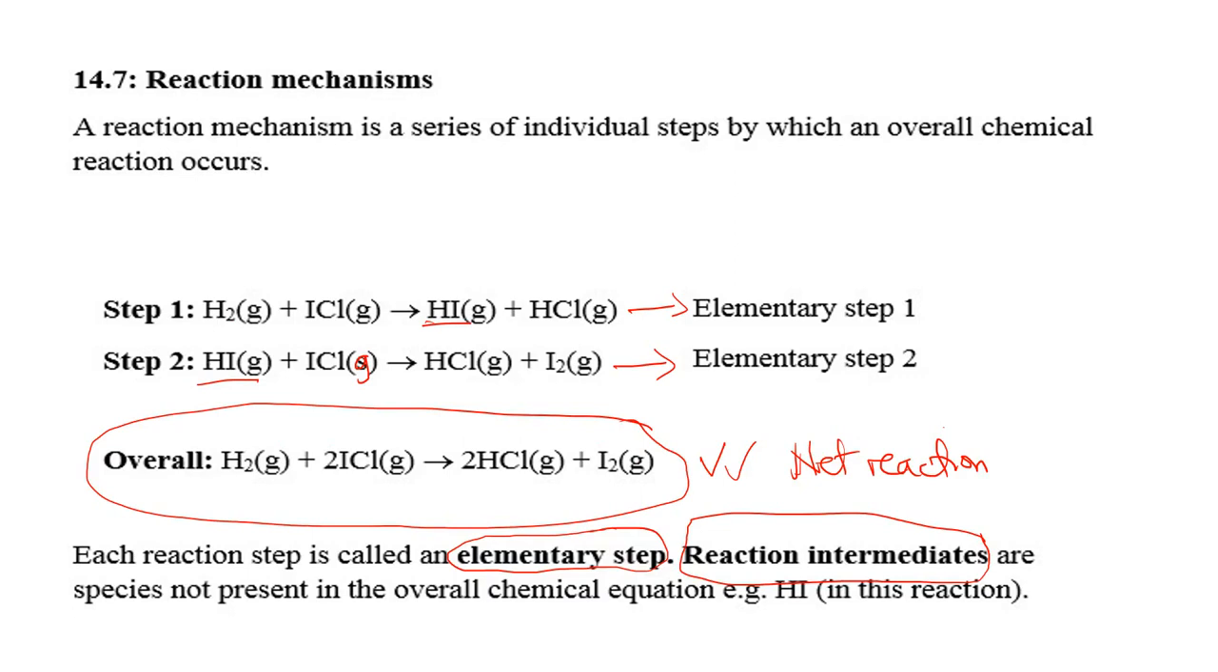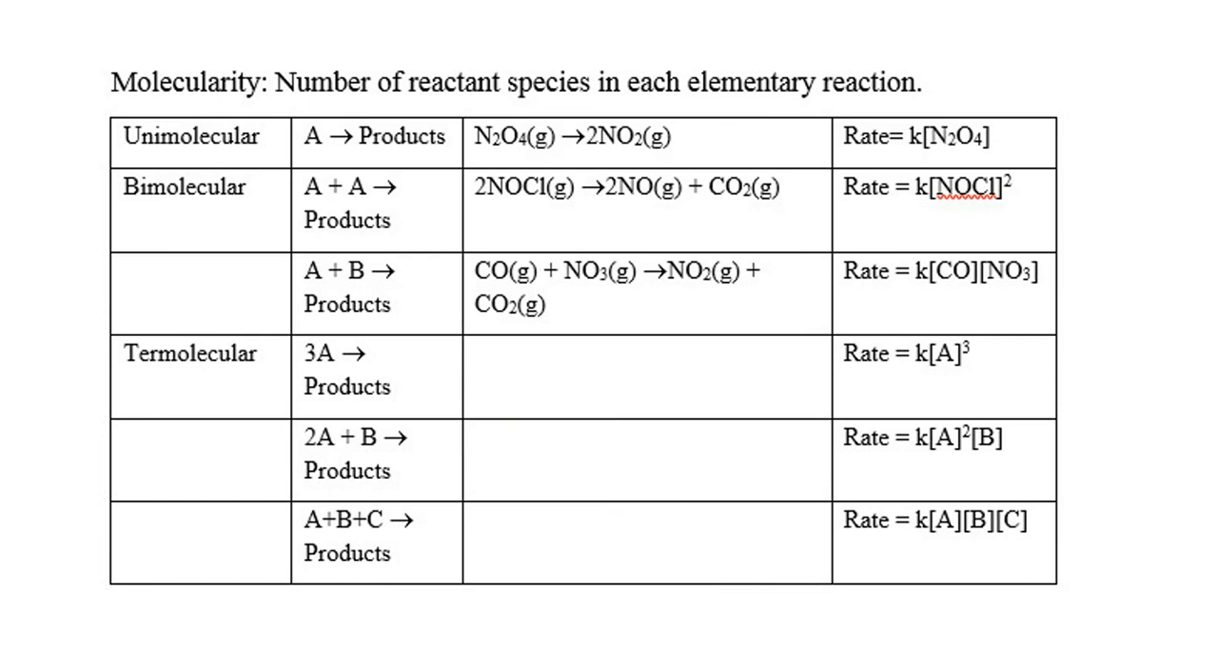Now let's see if we can solve one or two problems. But first, let me define what we call molecularity. For a chemical reaction, molecularity is the number of reactant species in each elementary reaction. So the number of reactant species, not products, but the number of reactant species in each elementary reaction.